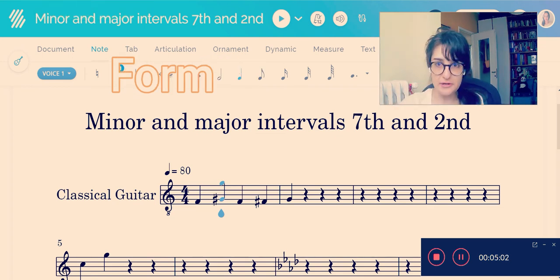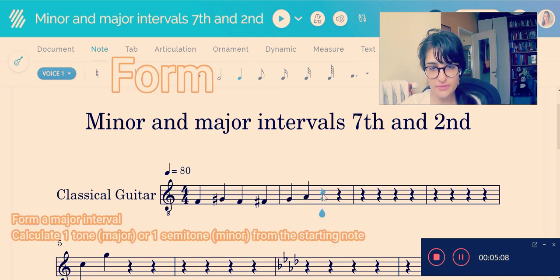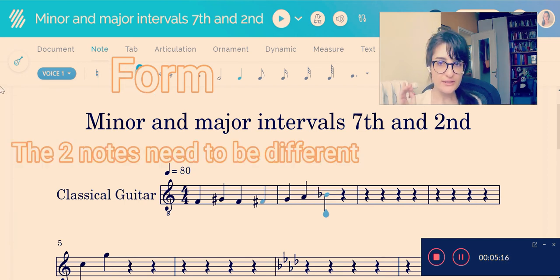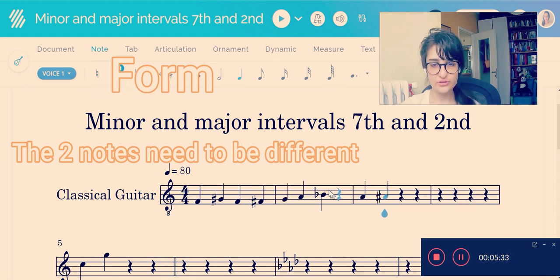So again, how do we form ones from a given note? Let's say from A. Let's form a major one. A to B is one tone. A to B flat is one semitone. Now remember that the two notes need to be different, by which I mean that you have to do A to B flat. You can't do A to A sharp, even though they sound the same. For it to be called a minor second, we need to have different notes. That's very important.